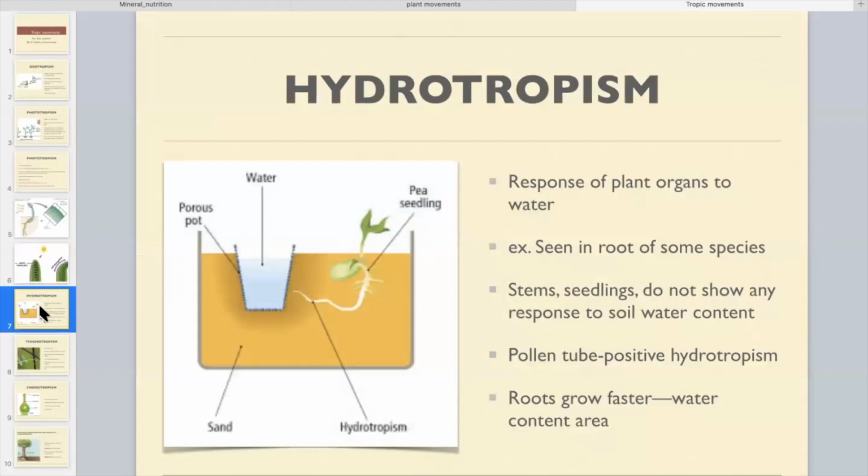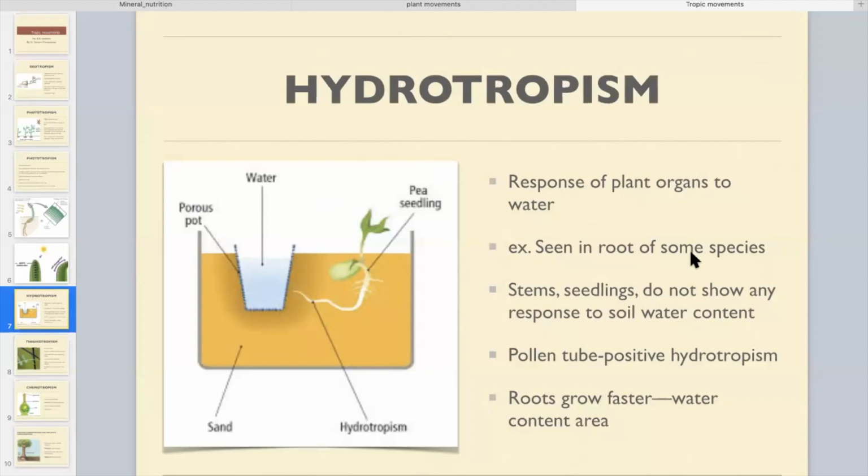The next tropic movement is hydrotropism, movement towards the water, the response of a plant organ towards the water. You can do this experiment by keeping a porous water pot in the sand and keeping a small germinating seed here. After a few hours, you can observe growth of this young root towards the water in order to get the water. This growth is towards the stimulus, the water. If the growth is towards the water, we call this tropic movement hydrotropism.